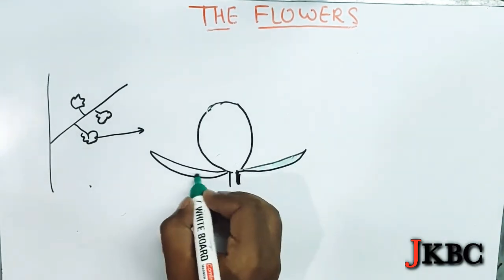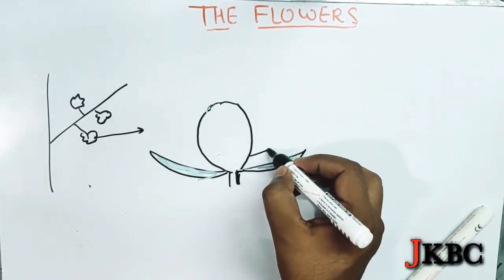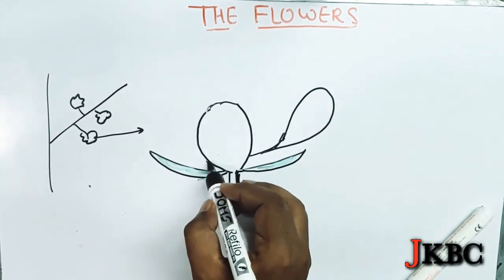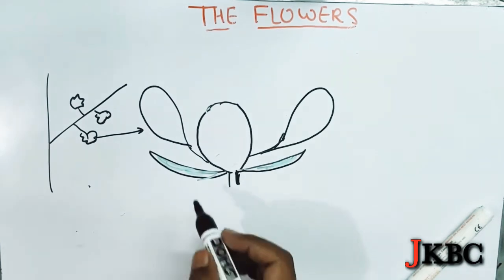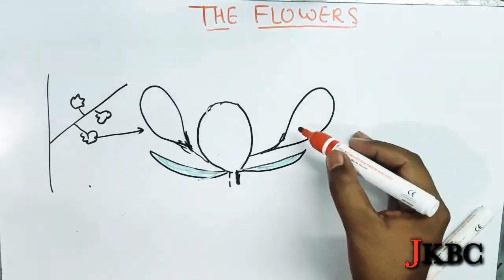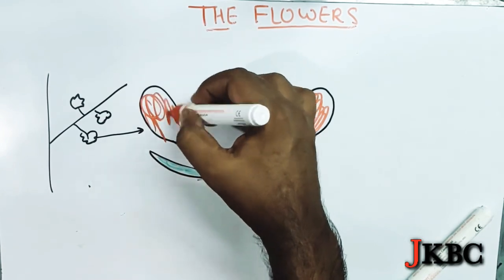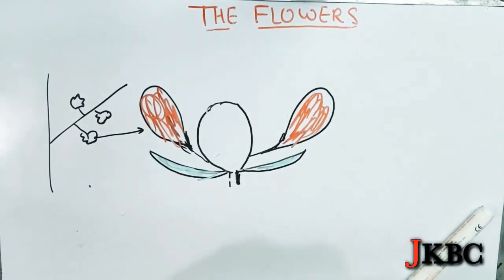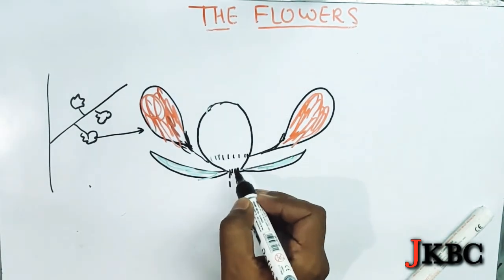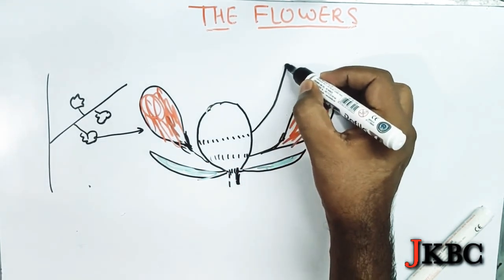Now the second whorl we detail is the corolla. Corolla is in different shapes. We draw it like that. So this is the corolla. I draw the corolla in red color. And the third one: this is the first internode, this is the second internode, and this is the third internode, which will develop the stamen.